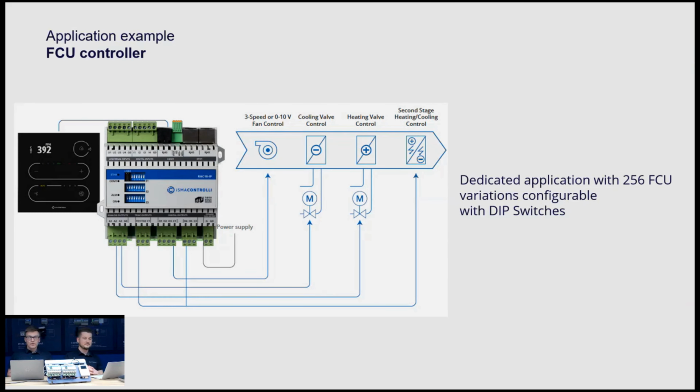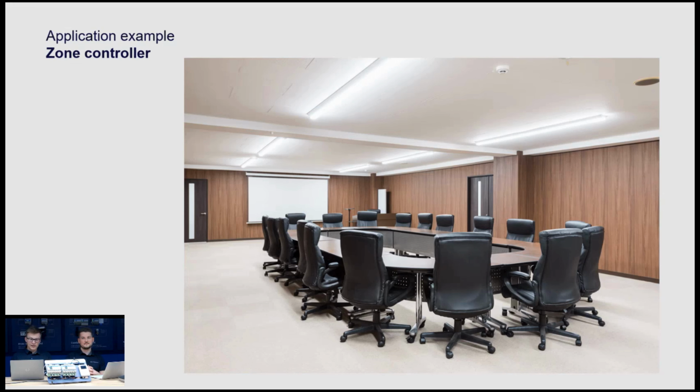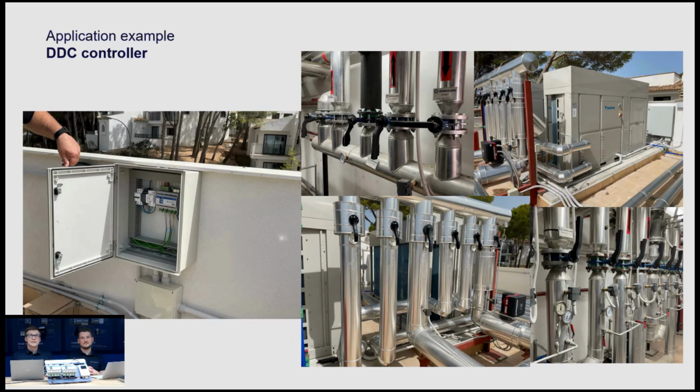Let's start with the first base application. It's a fan coil unit controller with a built-in universal application for fan coil unit control, up to 256 different types of fan coil units, which can be configured using the DIP switches. The second most common use case of the RAC18-IP is zone control. And the last, but not least, is direct digital control, where the fully programmable device can be used as a PC controller.